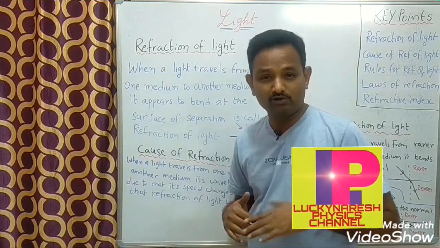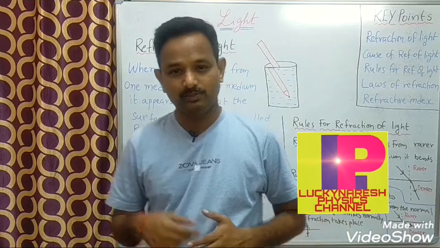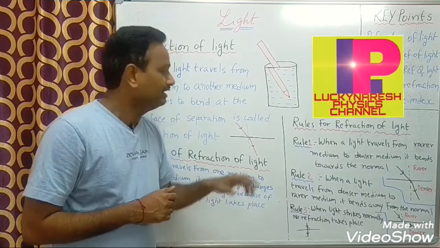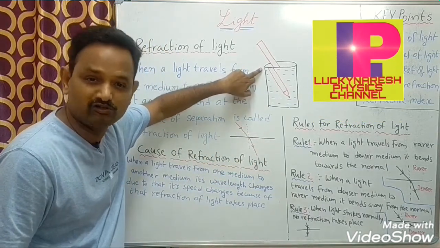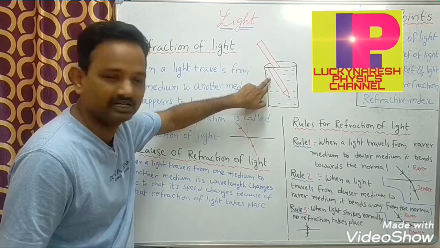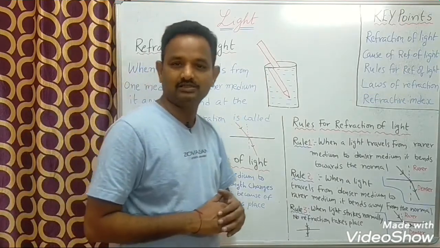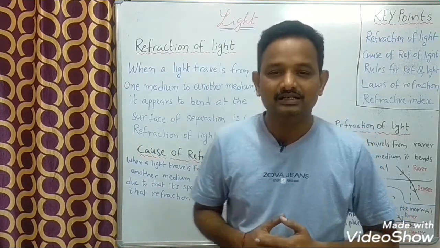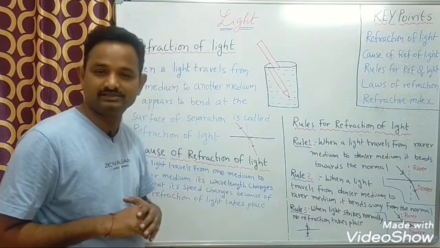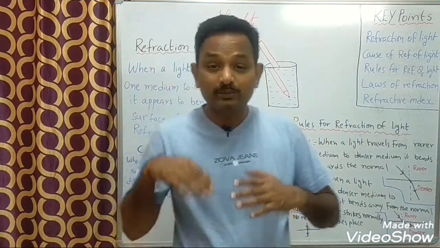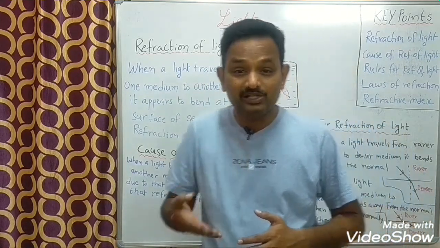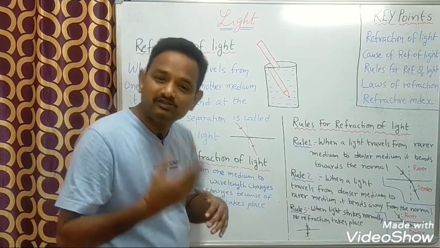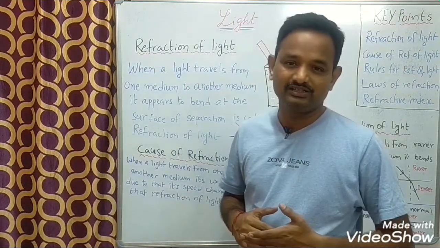Students, you might have observed that when we keep a pencil inside a tumbler filled with water, at the surface of separation it appears to bend. Why does it happen? Because of refraction of light. What is meant by refraction of light? When light travels from one medium to another medium, it appears to bend at the surface of separation. This phenomenon is called refraction of light.